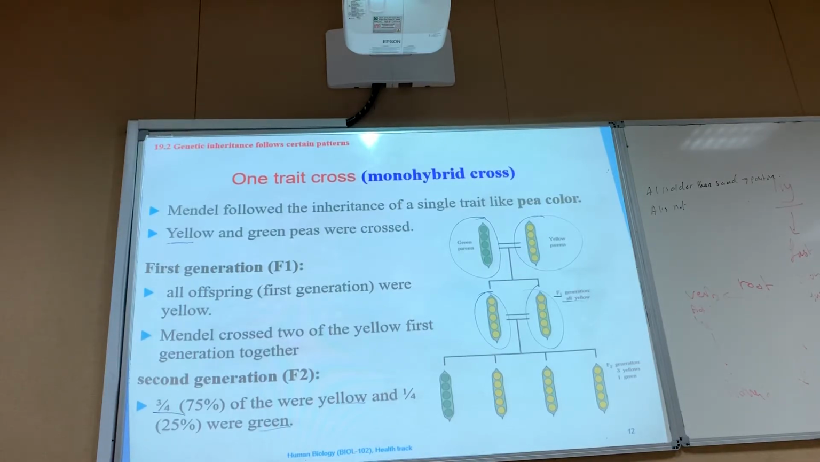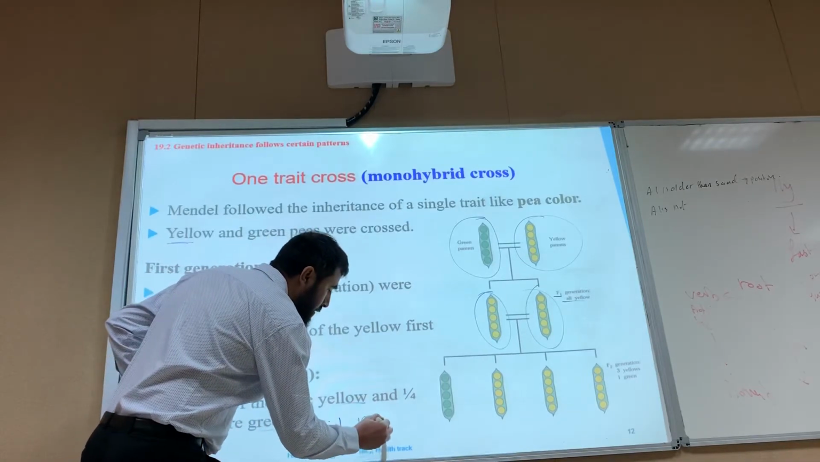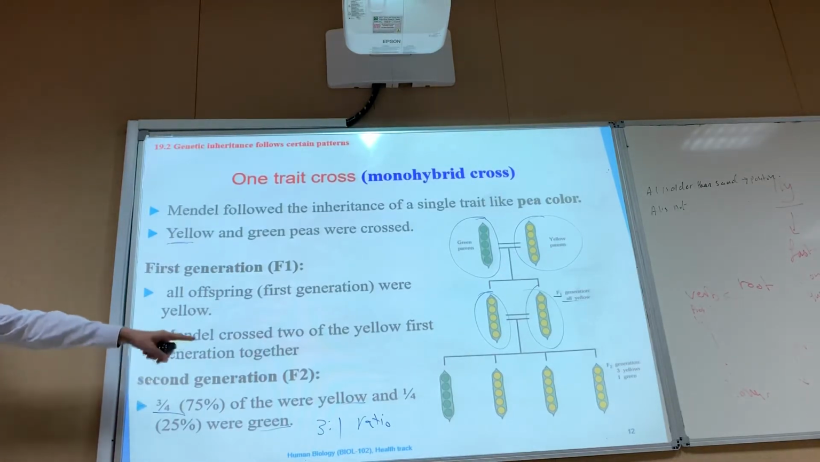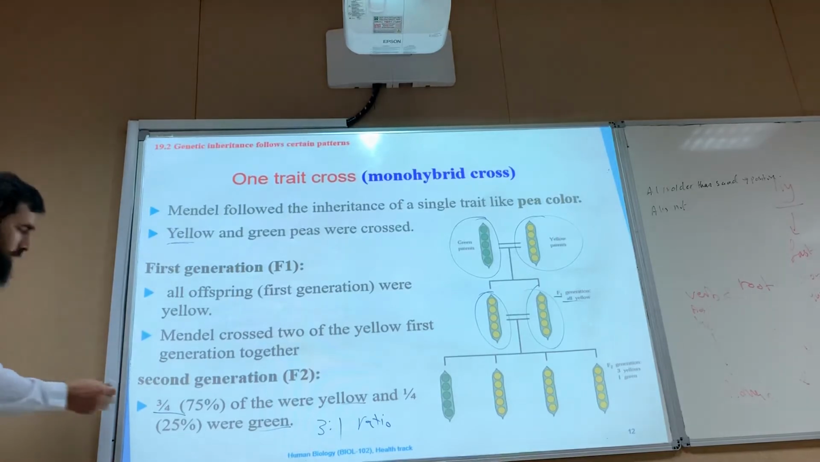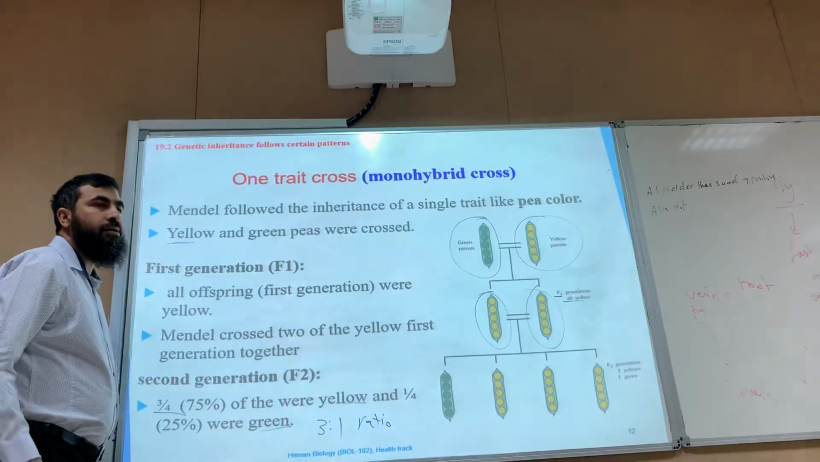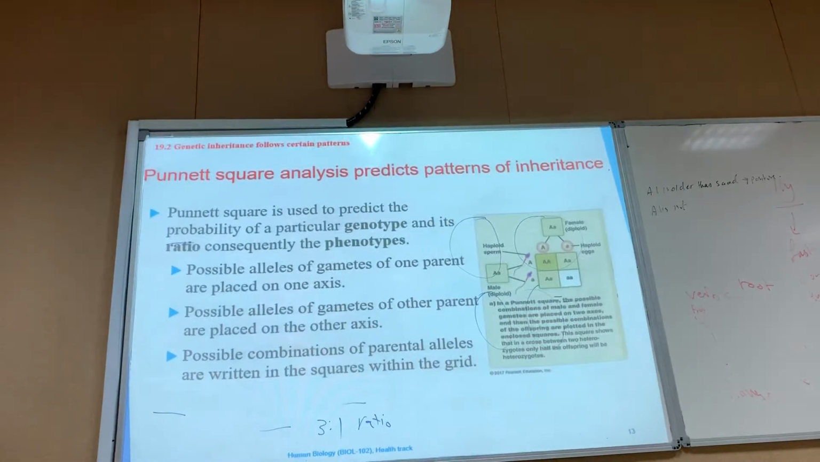We'll talk about this ratio in a minute. So always in a monohybrid cross, in the F2 you get what we call a 3-to-1 ratio. So 3/4 is the same as 3 and 1/4, 3-to-1. You understand that? How many are yellow? 3. How many are green? 1. So 3-to-1. It's obvious, guys.